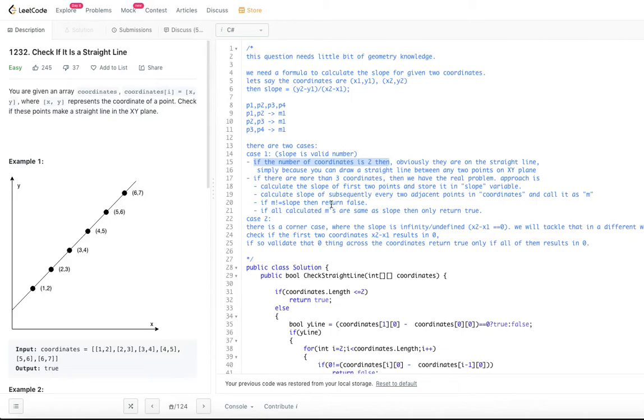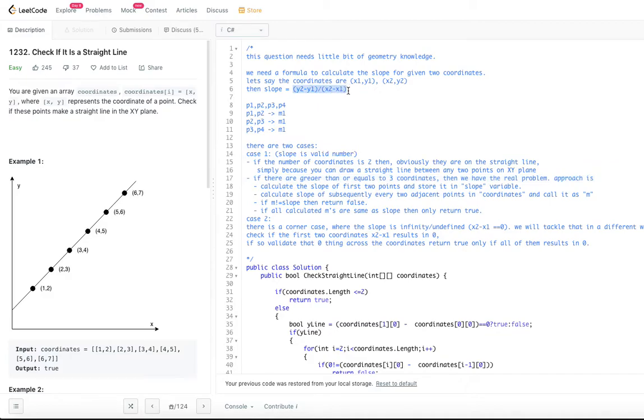And the second thing is, if there are three or more coordinates, greater than or equal to 3, it doesn't matter, then we have a real problem to solve. What we are going to do is a slope calculation with this formula: y2 minus y1 by x2 minus x1.